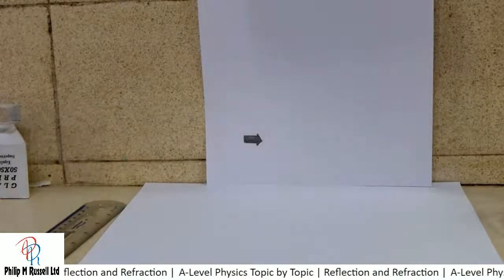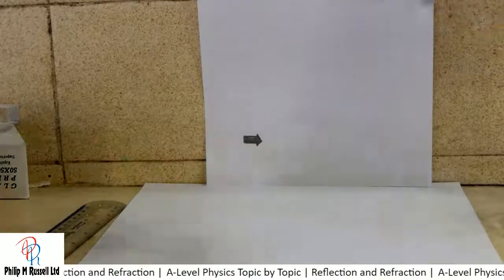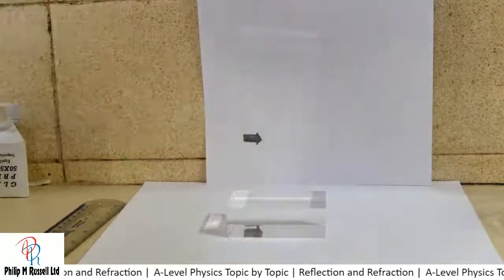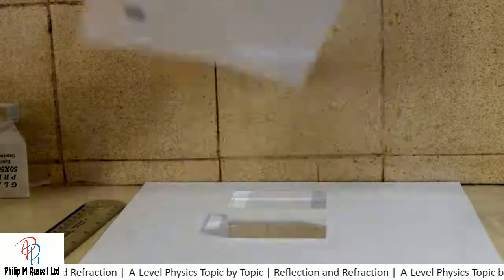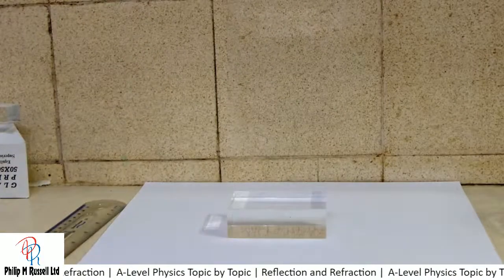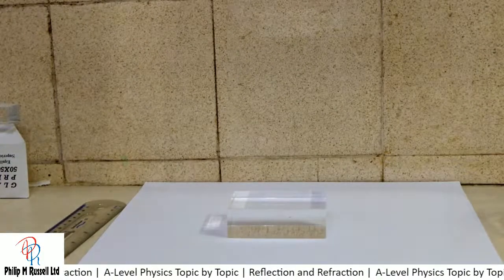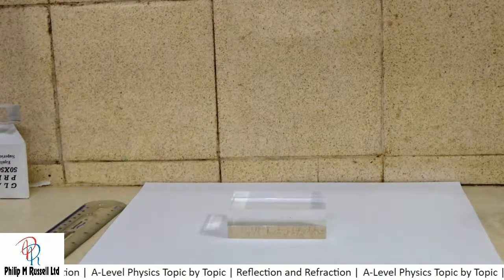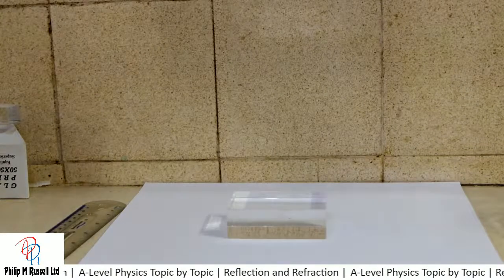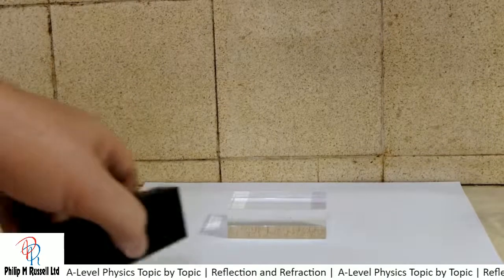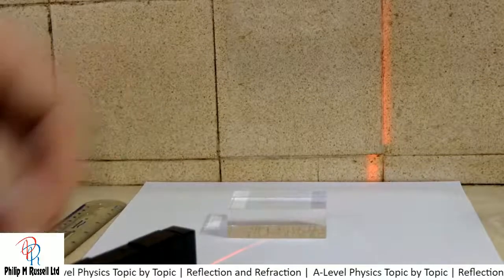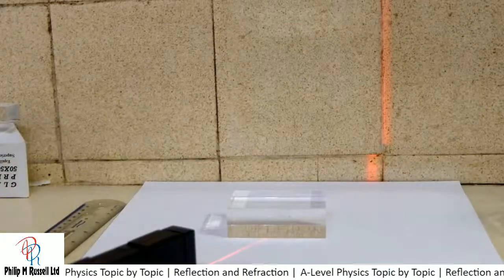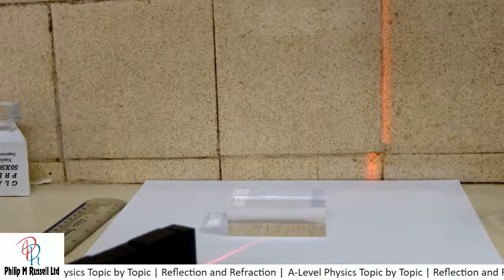Now, what we're going to try and do is look at refraction in this glass block. And to try and make it easier for you to see, I'm going to have to move my piece of paper with the arrow again so we can see what's going on. I've got a glass block, and what we're going to do is pass light through this glass block, and we're going to try and see what happens. And to do that, of course, we've got to adjust the camera again. There we go.